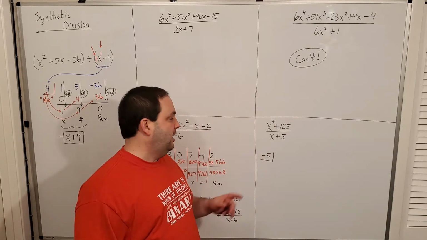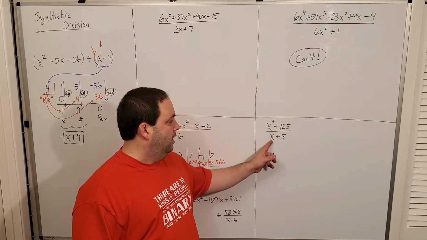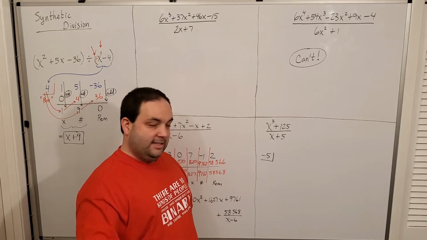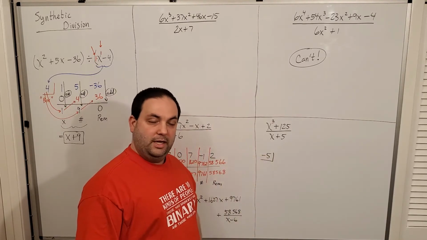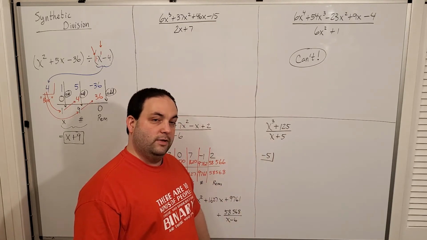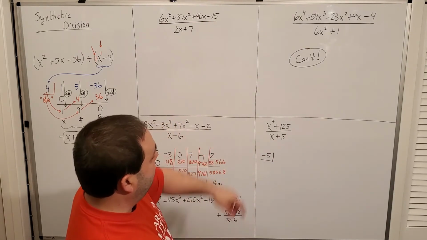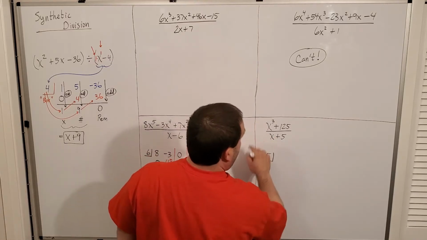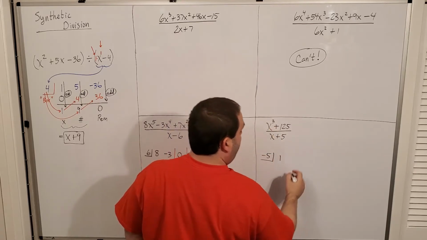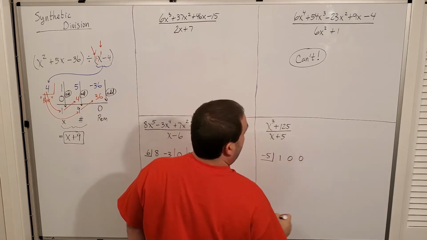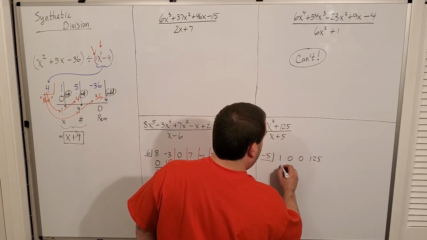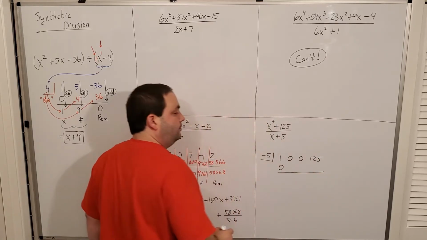But also there's a connection with the fact that this number makes this denominator 0, okay? And it's not division by 0. There's something else with factoring that we're going to do in the next section. You'll see the reason why that's a good connection. Okay, so let's set up. I have 1 x to the 3, so 1. But there's no x squared or x to the 1. So I have 0, 0, and then the number 125, right? Put my 0, draw my line.